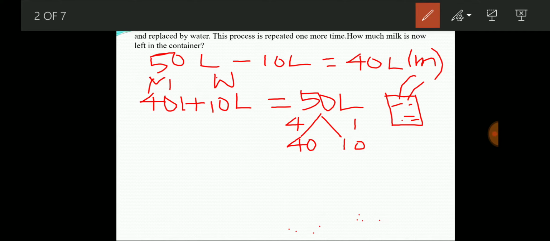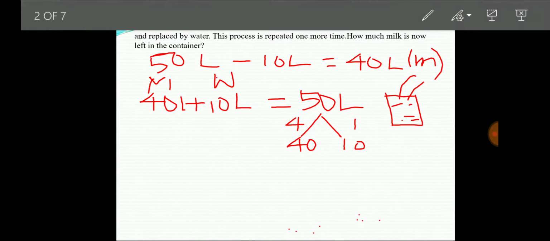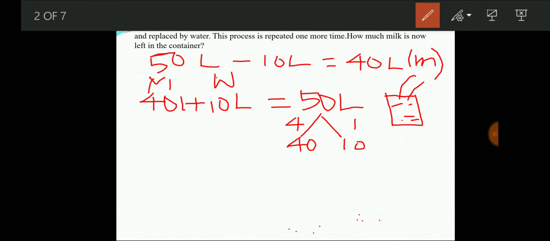Now they've said the process is repeated one more time, which means again 10 liters of mixture is removed and water is added. When I remove 10 liters out of this mixture, which is in the ratio 4:1, whether I remove 1 liter or any number of liters, it will still come out in the ratio 4:1. That is 4 plus 1, 5 parts, so 5 parts is 10 liters.